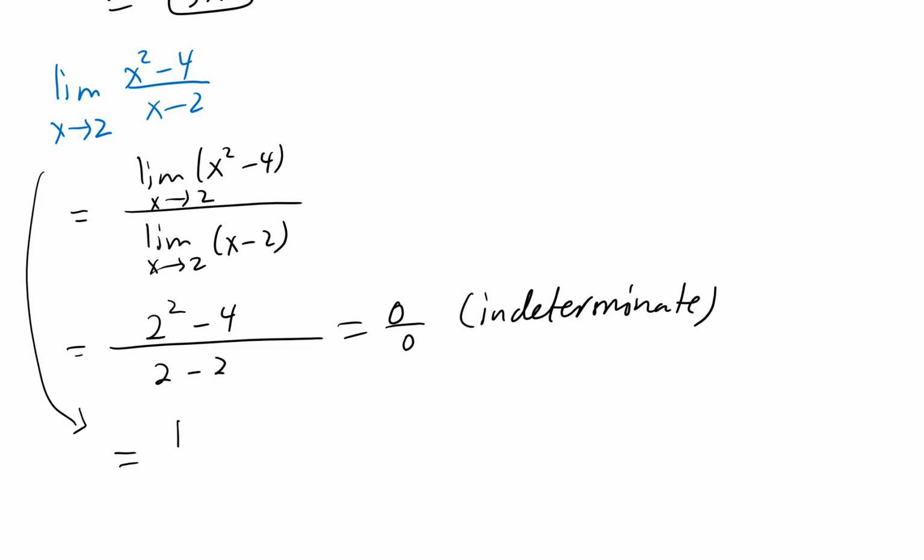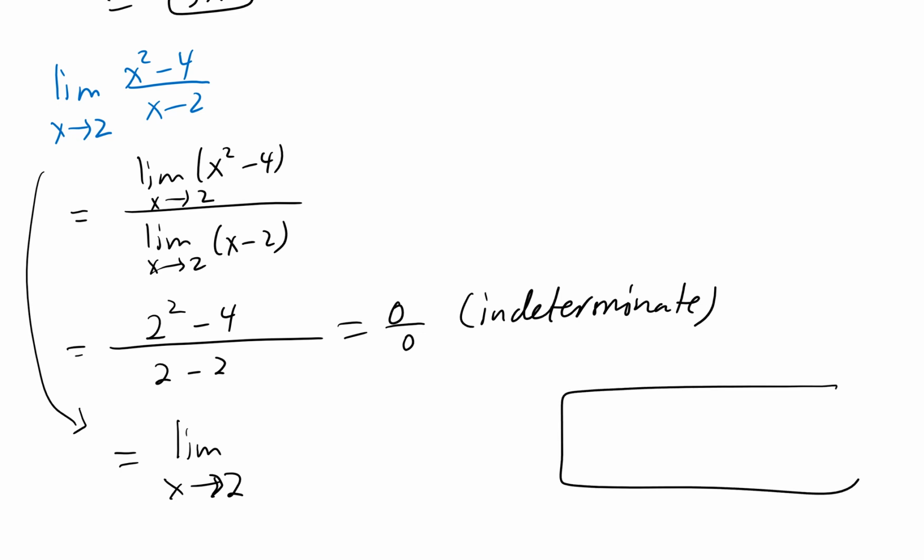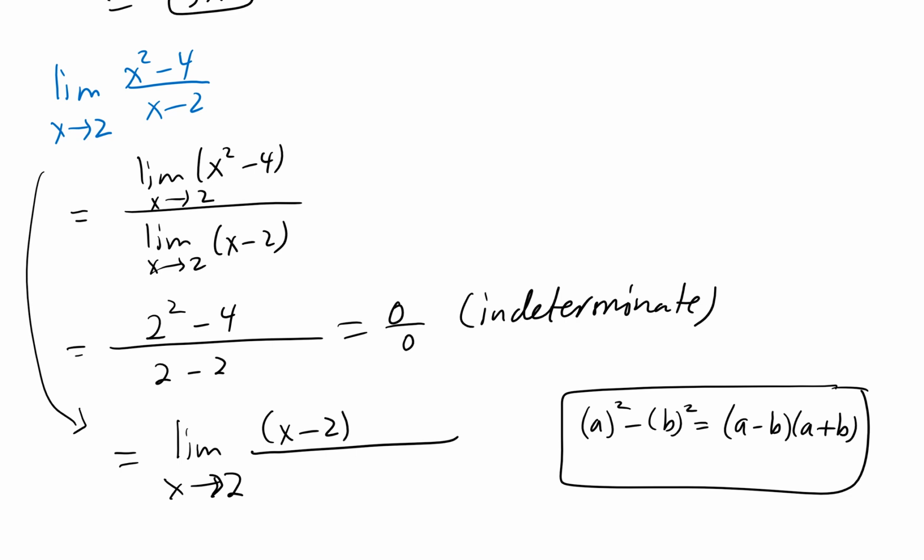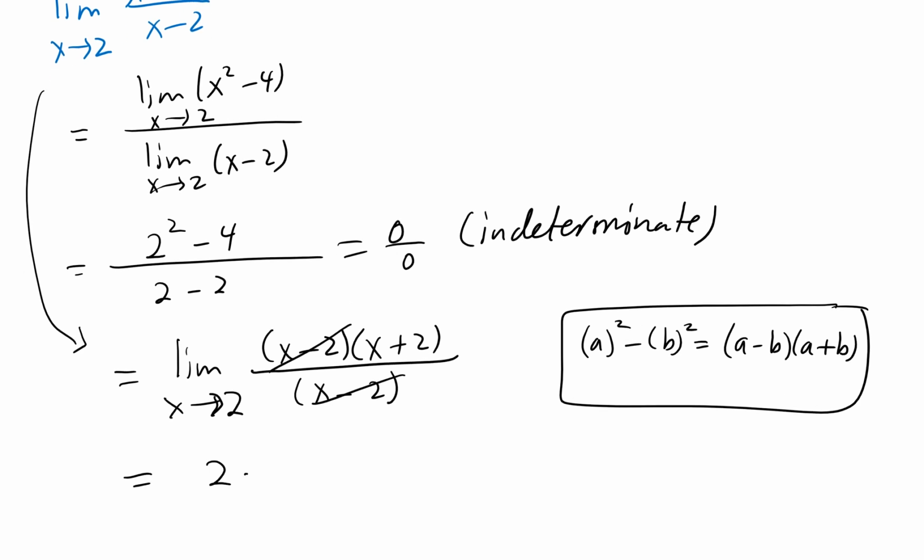What do we do in this case? One way to do the trick is factoring. Let me recall a factoring formula: the difference of squares, a squared minus b squared, is a minus b times a plus b. That's what I do on the top: x minus 2 times x plus 2. Keep the denominator the same. These cancel out. Then when you pass the limit, you're going to get 2 plus 2, which is 4. That gets rid of the 0 over 0 form.